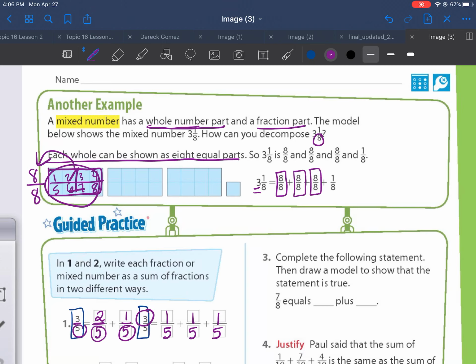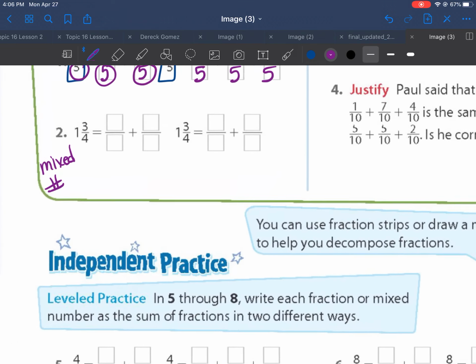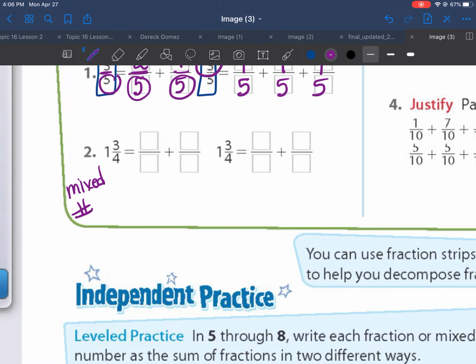But I have 3 wholes. So I'm going to write 1 whole plus 1 whole plus 1 whole. That equals 3 wholes plus the 1 out of the 8, to equal 3 and 1/8.